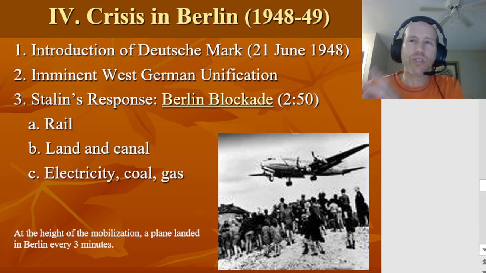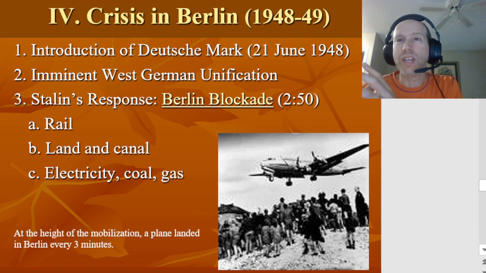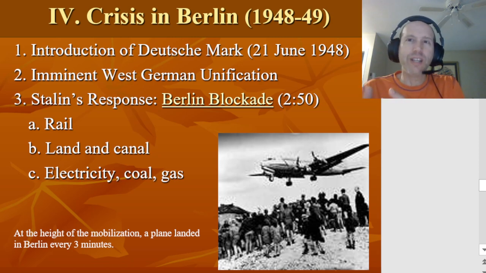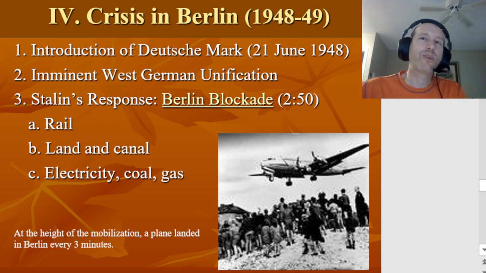essentially what Stalin was doing was holding the West hostage, trying to get them back to the negotiating table to prevent the worst possible scenario for him, which was the reintegration of Western Germany into the Western Bloc. He understood that the Western zones of Germany were not only 66% of the territory, but even a larger percentage of its population and industrial potential.